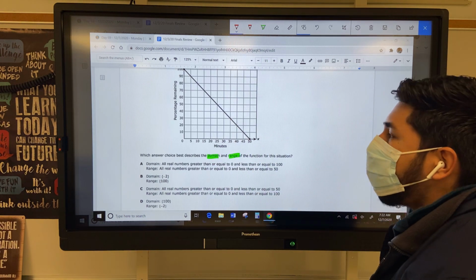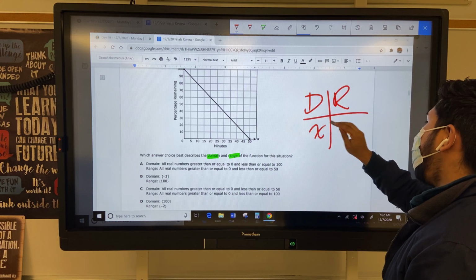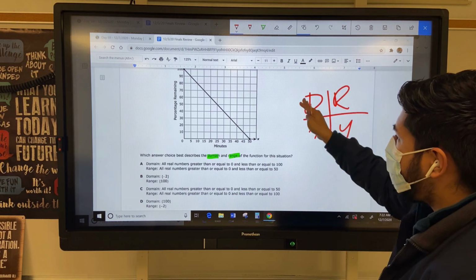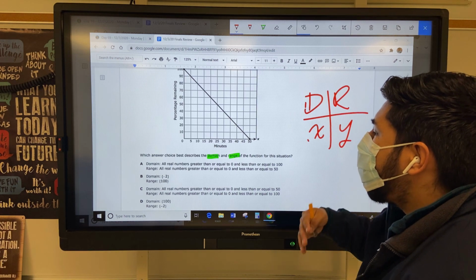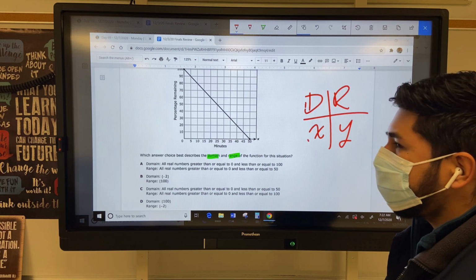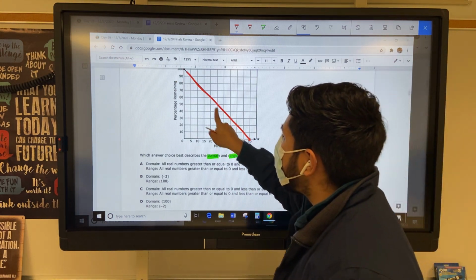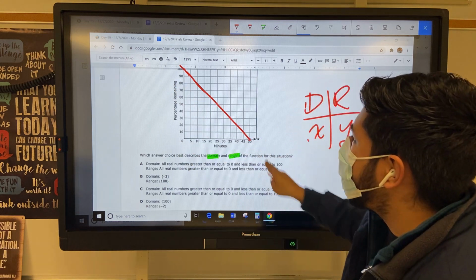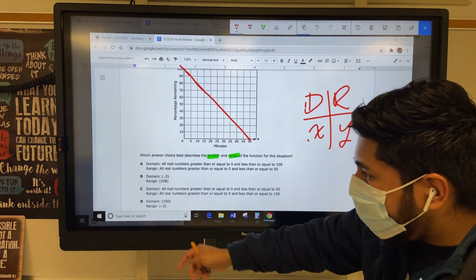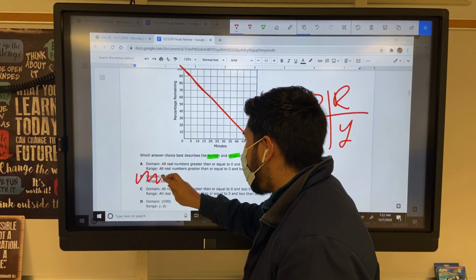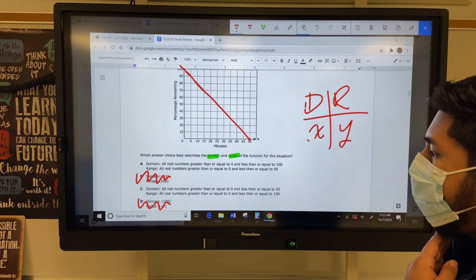How do I remember what domain and range is? X, Y. Domain is X, range is Y. And it's continuous. So, because it's continuous, it's a straight line, so there's a million bajillion numbers in between that line. So automatically we should be able to say, okay, not B, not D. And then we just make sure we say it correctly.